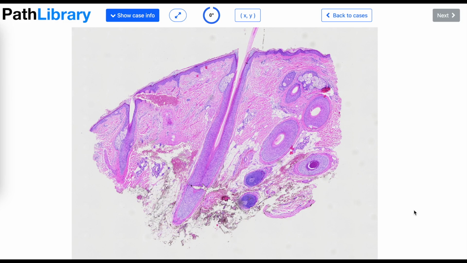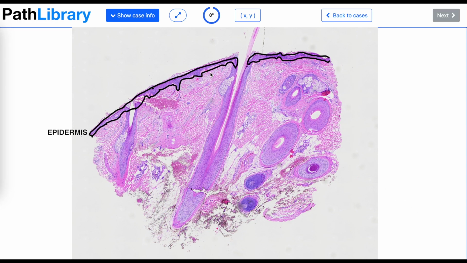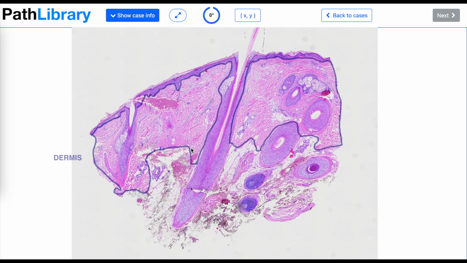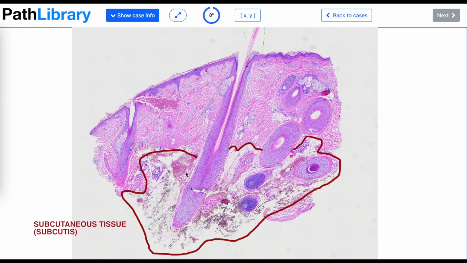In this video, I'll be talking about the normal histology of the skin. So the skin is divided into the epidermis superficially and the dermis. Also visible in this section is the subcutaneous adipose tissue. This is located deep to the dermis. It's not considered a component of the skin per se, but it is deeper to the skin.